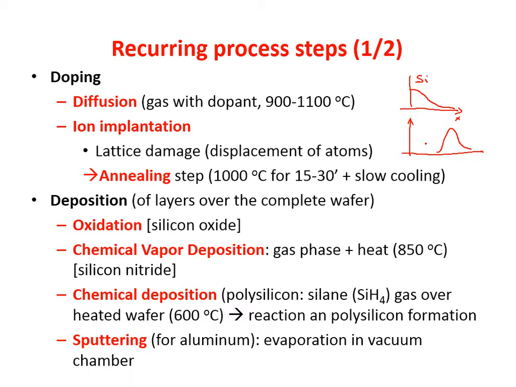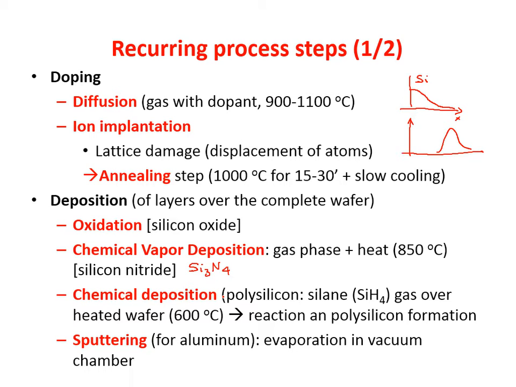Then another deposition process is the so-called chemical vapor deposition, also called CVD, the acronym. That is, for example, used for the deposition of silicon nitride. Silicon nitride has a formula which is Si3N4, is an insulator, and it's very hard. So it's very good to use as a mask.